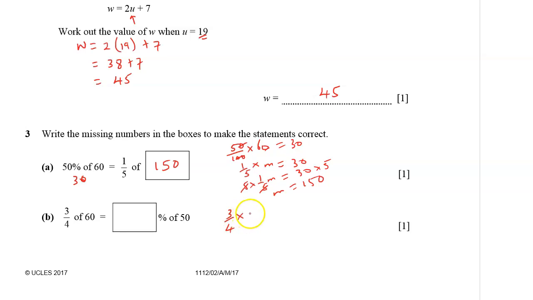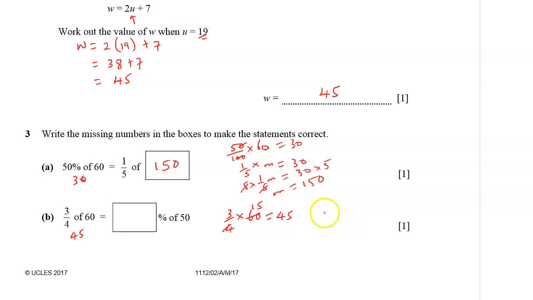3/4 of 60. Of course, you solve this and you'll find that 60 divided by 4 is 15, and 15 times 3 will give us 45. So this is equivalent to 45. So what percentage of 50 gives us 45? What percentage of 50 gives us 45?